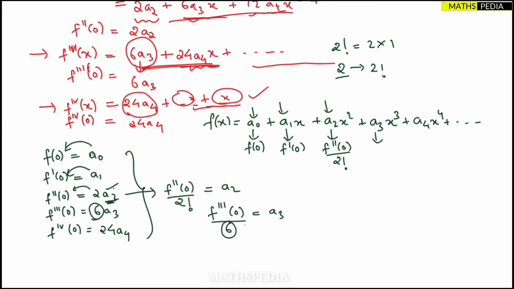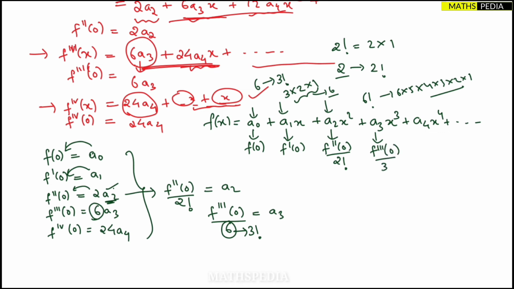This 6, can I write it as a factorial? You cannot write it as 6 factorial, okay. 6 factorial is nothing but 6 into 5 into 4 into 3 into 2 into 1. You can write it as 3 factorial, because 3 factorial means 3 into 2 into 1. So that is equal to 6, okay. So in place of 6 I'll put 3 factorial. So this one will become triple dash of 0 by 3 factorial.